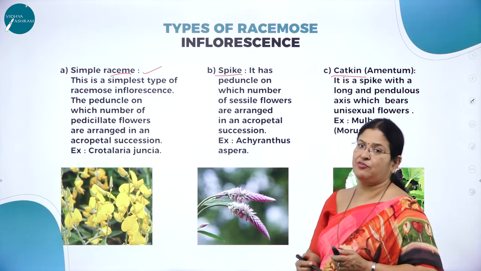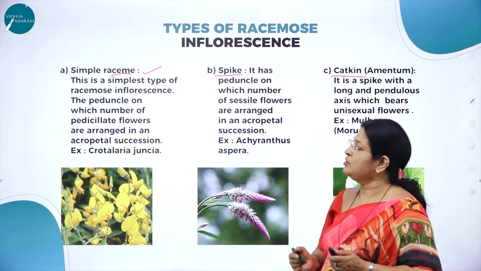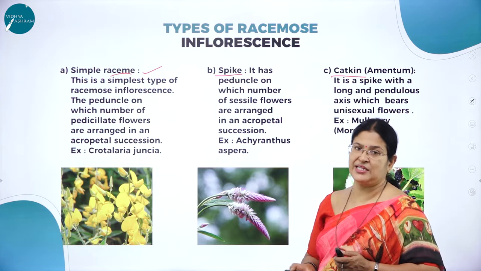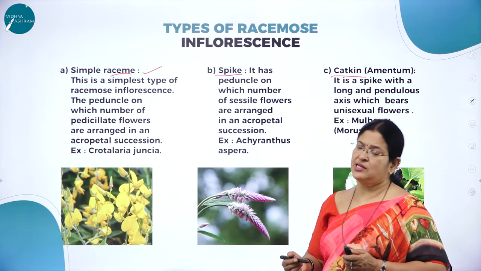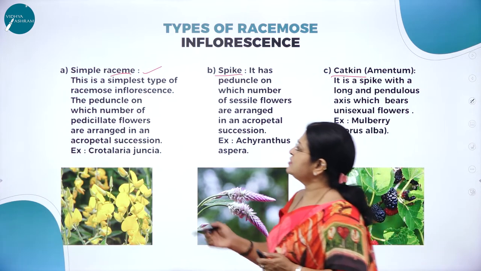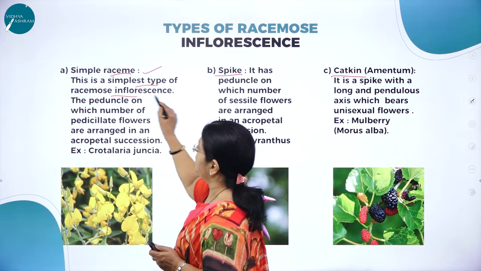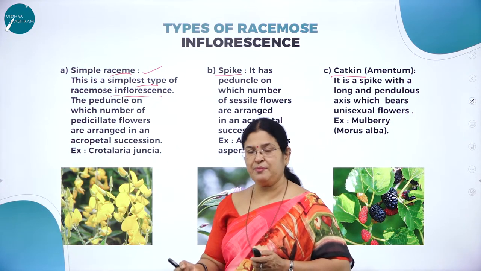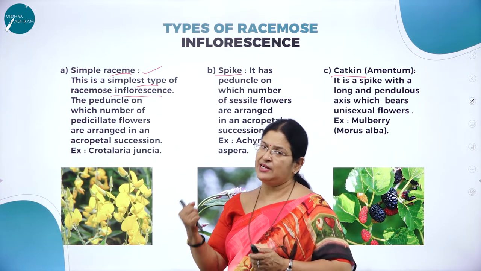So what are the types of racemose inflorescence? One is called simple raceme, the other one is called spike, then catkin, and in the next slide you can see the spadix. Now let us study one by one. What is this simple raceme? This is the simplest type of racemose inflorescence. So what are the types? Simple raceme, spike, spadix and catkin.